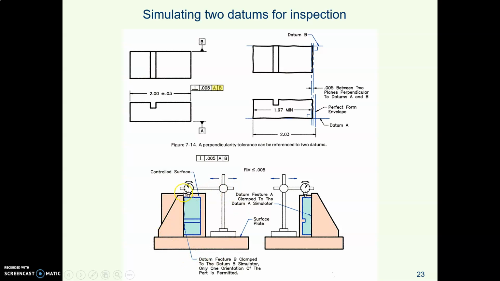And now here is our inspector inspecting the surface that is supposed to be perpendicular within two parallel planes that are 5 thousandths apart for this part.